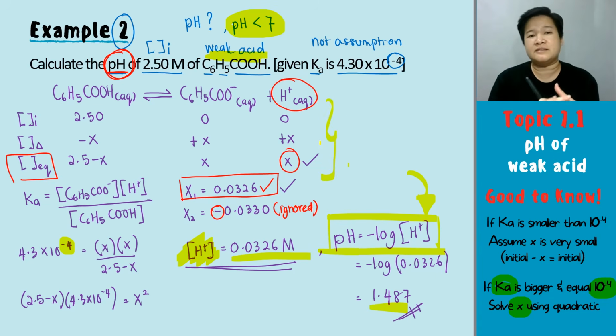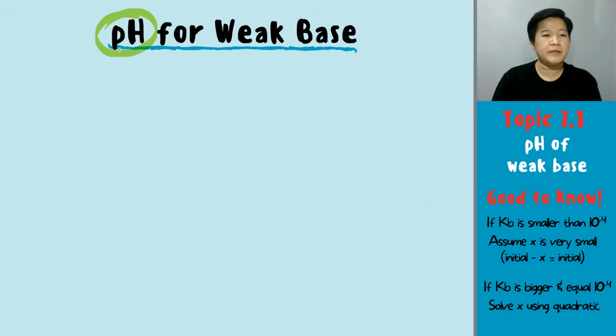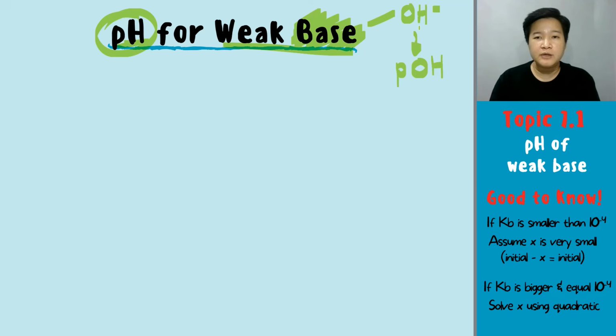This ICE table is extremely similar to the one that you learned in your Topic 6, chemical equilibrium. Simple. Next, how about the pH of your weak base? Looking at the word weak base, knowing that we're actually getting OH minus, like we have learned previously, from the OH minus you can only calculate the pOH.